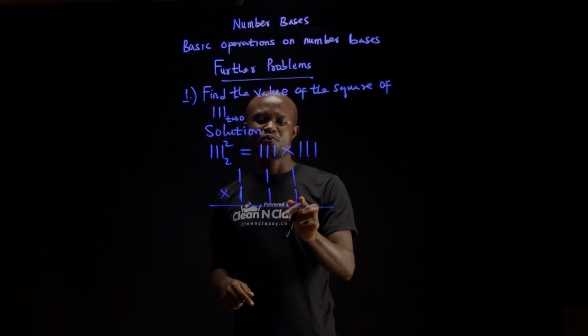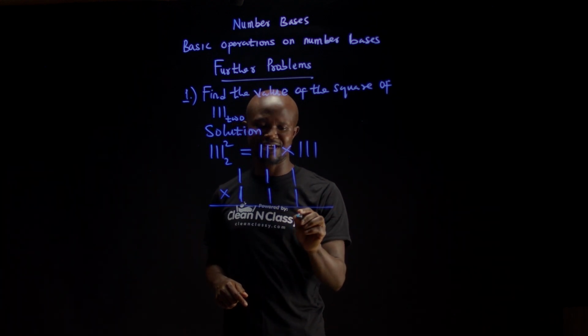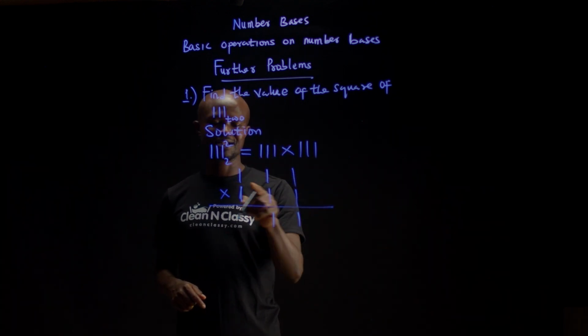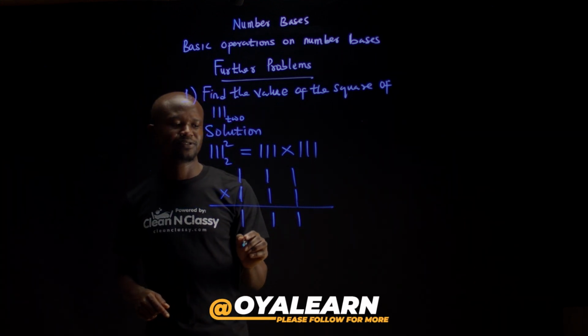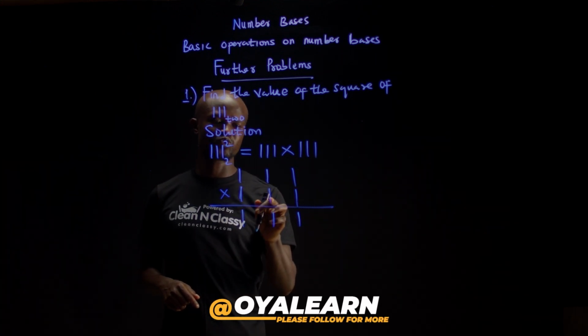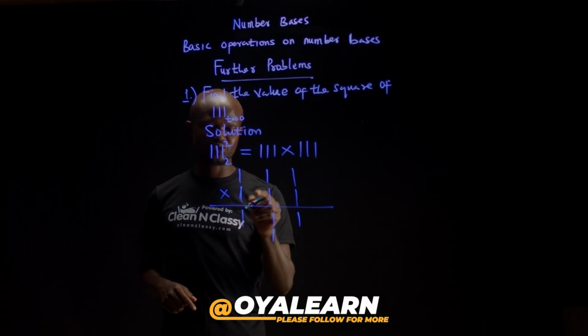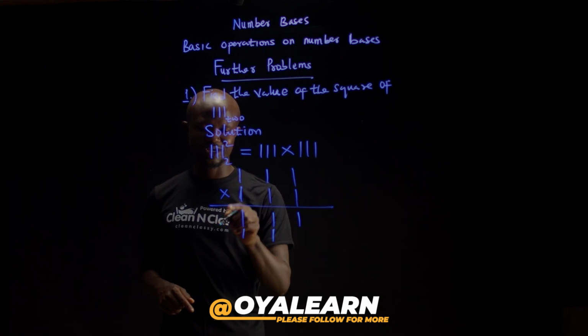Now, 1 times 1, what do we have? That is 1. Then 1 times 1, we have 1. 1 times 1, we have 1. Now, we use the next one. 1 times 1, we have 1. 1 times 1, we have 1. And 1 times 1, we have 1.